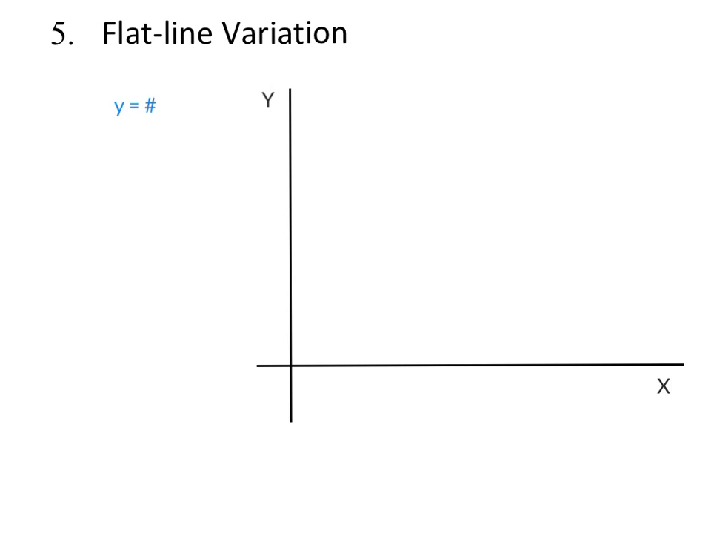And the last graphical variation that you would see in physics is going to be y equals and then just some number. So if you were to plot that, it would simply be a horizontal line. This one is actually pretty rare, but we are going to have a couple of instances come up this year, so I wanted you to be familiar with that.